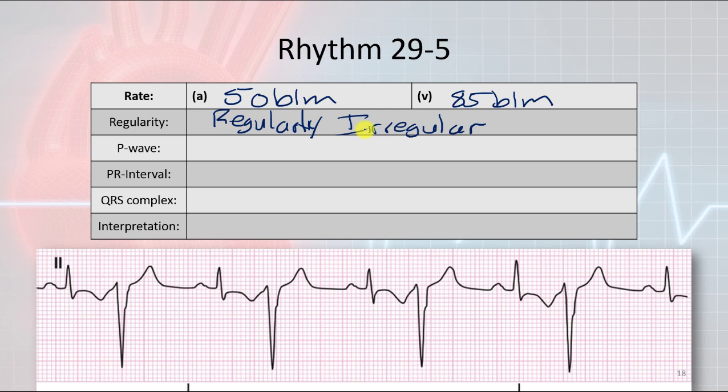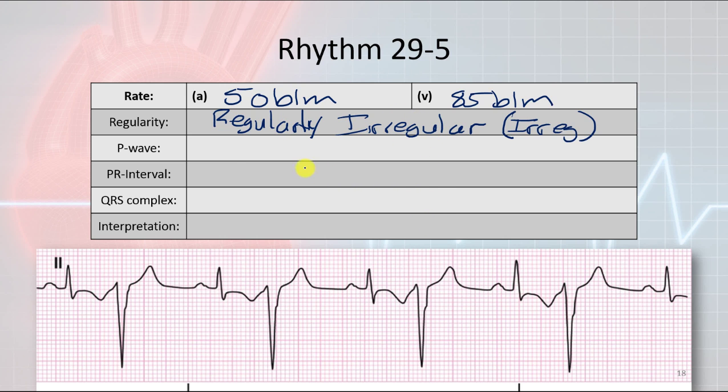What that means is it is irregular, but there's a pattern to the irregularity, so you could call it regularly irregular. I will also say in class, whenever you do your homework, if you just call this irregular, I'm not going to mark you off on it because technically it's irregular. The more accurate documentation, though, would be regularly irregular.